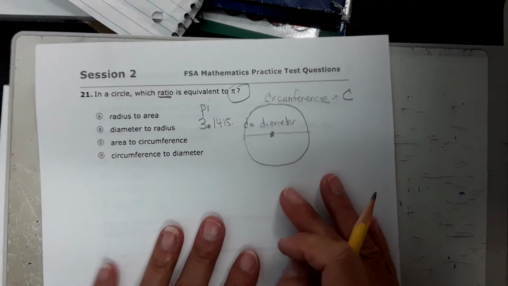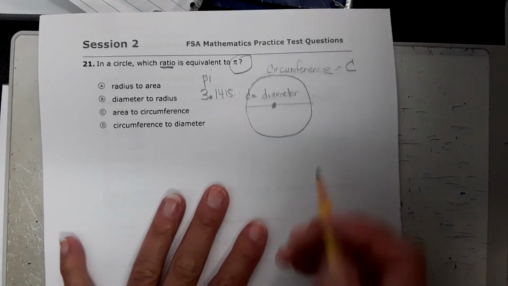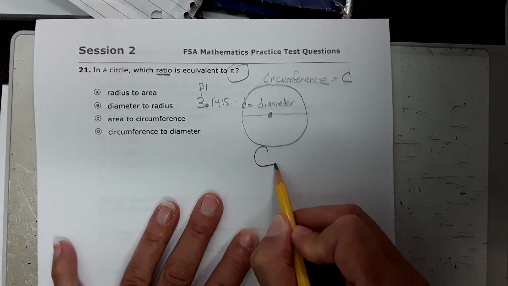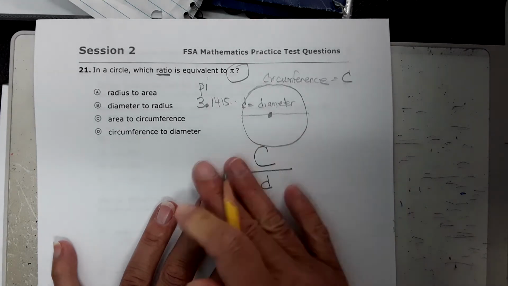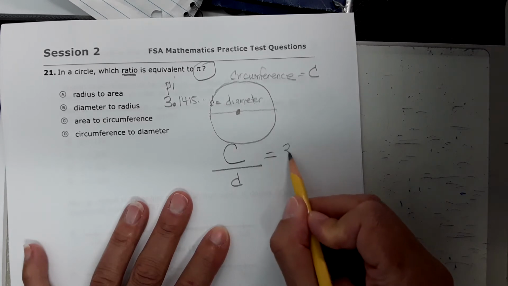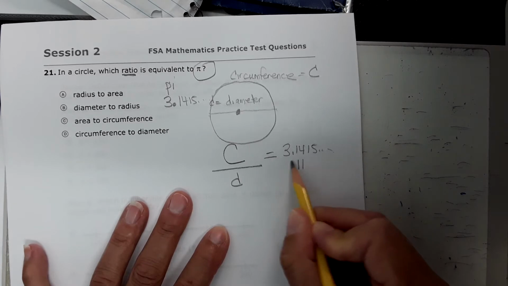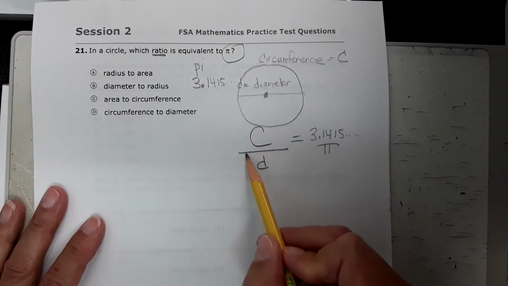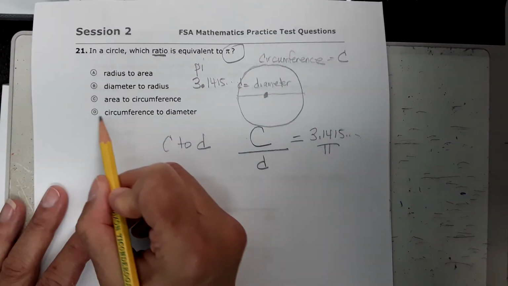And hopefully your teacher did an activity with this, probably toward the beginning of the year. There's a special ratio where if you take any kind of circle, you take the circumference and you divide it by the diameter, no matter what size circle it is, you're always going to get this special number, 3.1415, etc. That is called pi. So the ratio that you're looking for is circumference to the diameter. So the answer is D.